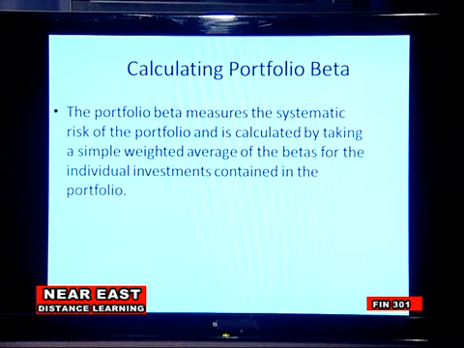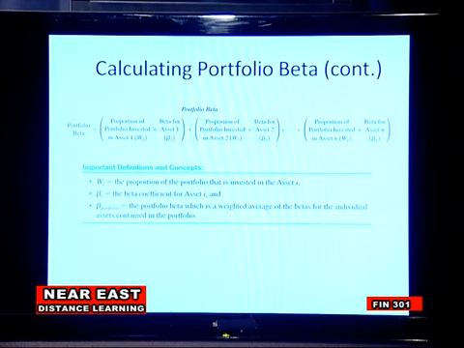For calculating portfolio beta, we can measure the systematic risk of the portfolio by taking a simple weighted average of the betas of the individual investments contained in the portfolio. How can we calculate it? We calculate portfolio beta by multiplying the proportion of each asset by the beta of each asset.